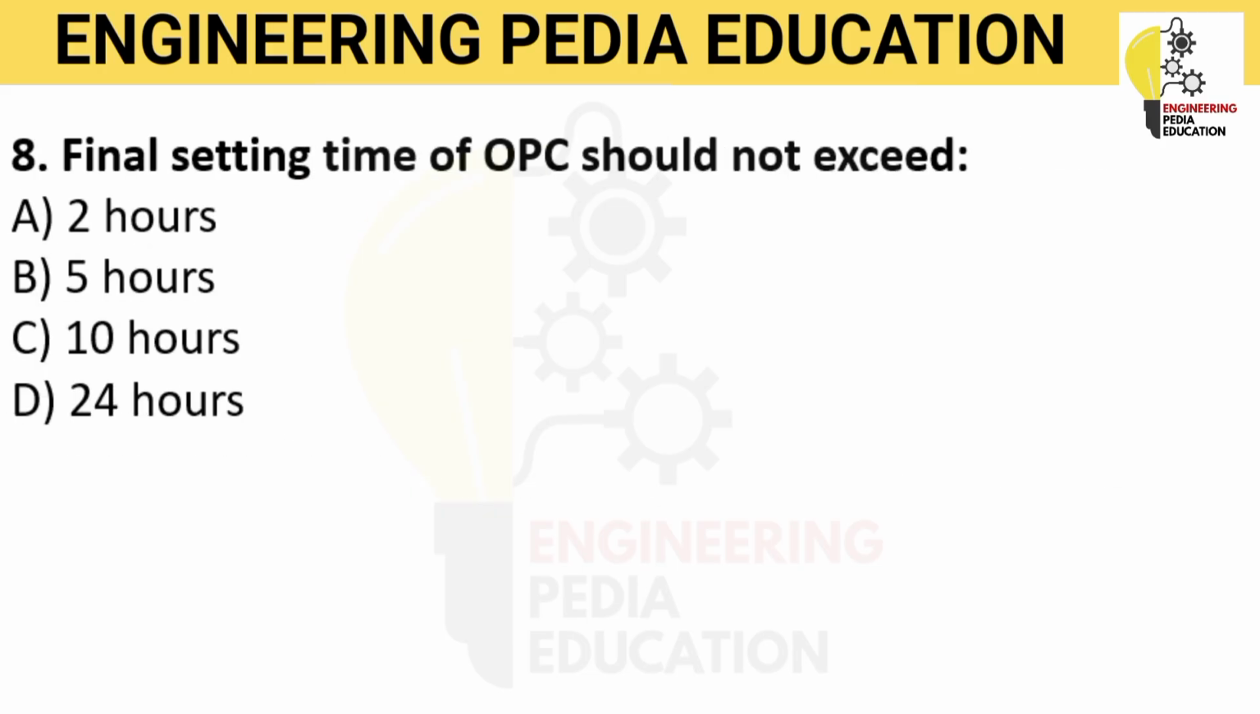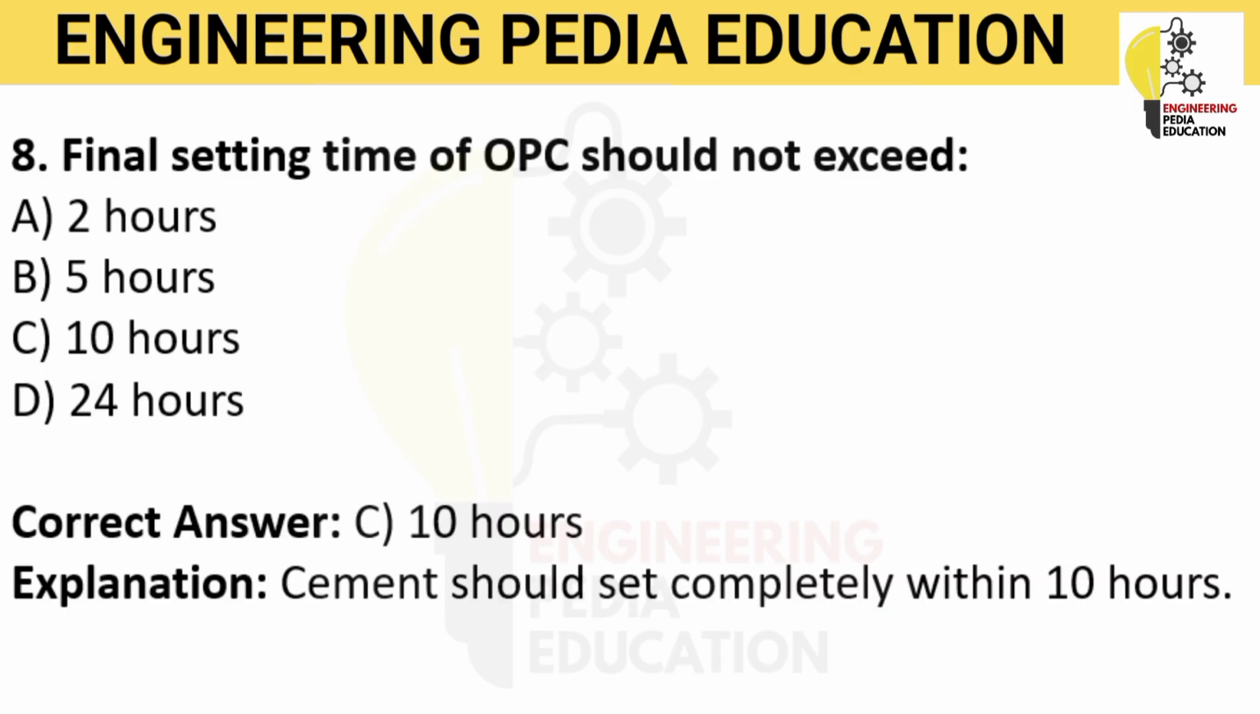The final setting time of OPC should not exceed: 2 hours, 5 hours, 10 hours, 24 hours. So the correct answer is 10 hours. Cement should set completely within 10 hours. It is important because it ensures proper finishing and compaction before hardening, prevents delay in construction work, and helps in safe handling of concrete. And various tests are also performed, like the Vicat test, using the Vicat apparatus.